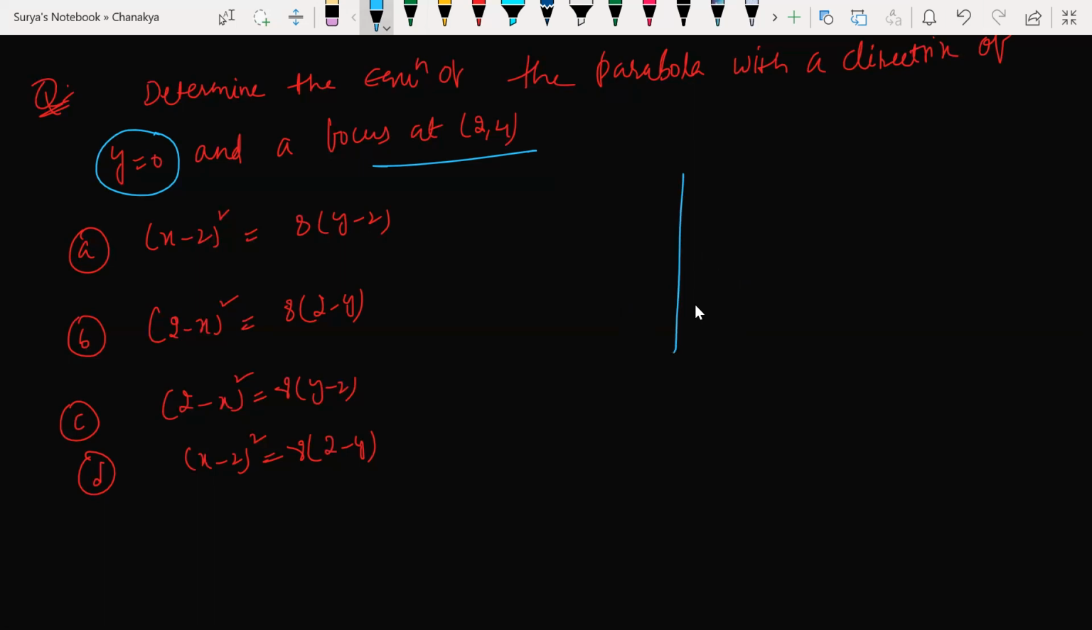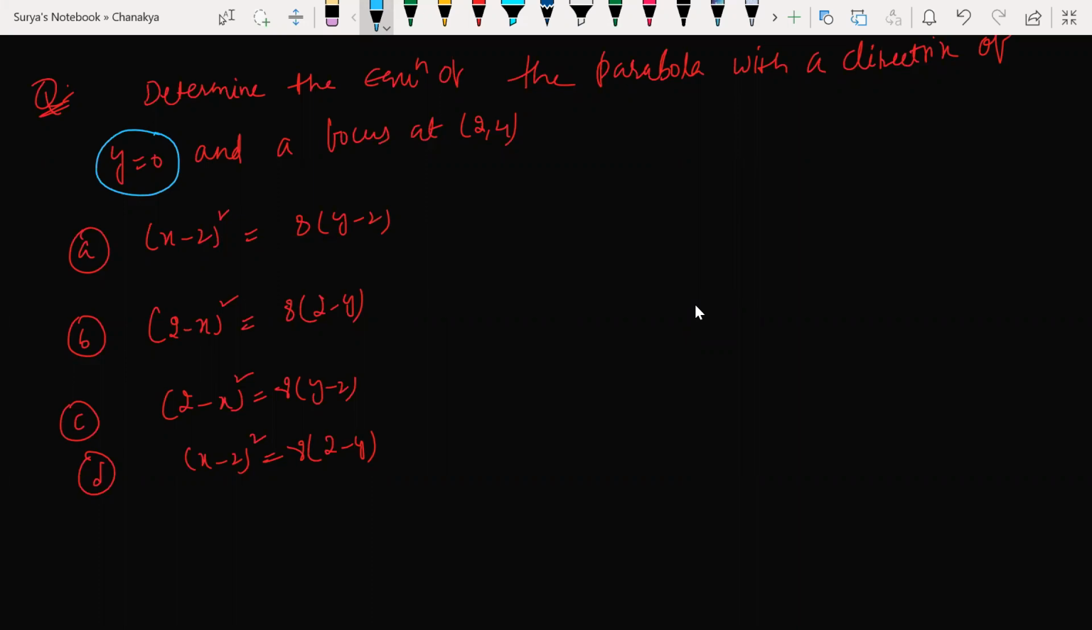Not downward. How can it be downward? (2, 4) is the focus. Where does the downward one go? Then it will be upward. If I say downward, you say upward; if I say upward, you say downward. Okay. Check the point. No, okay, it's fine.